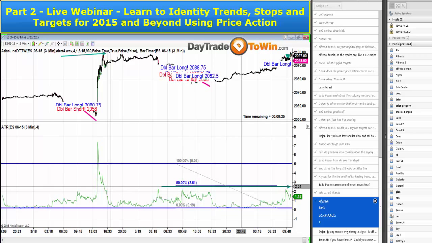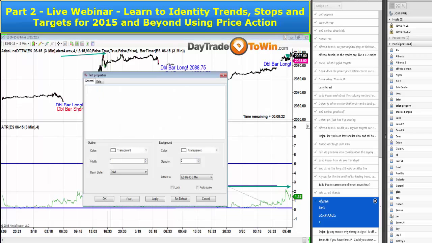2.5. So how do I identify trend on a 3-minute chart? 2.5 times 3 points equals 7.5. 7.5 points plus 6 candles equals trend on a 3-minute chart.